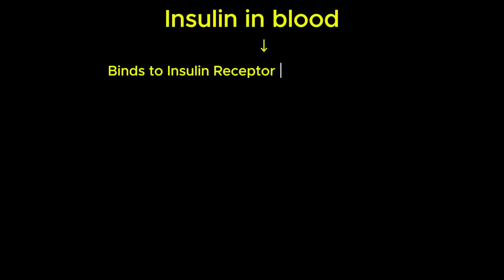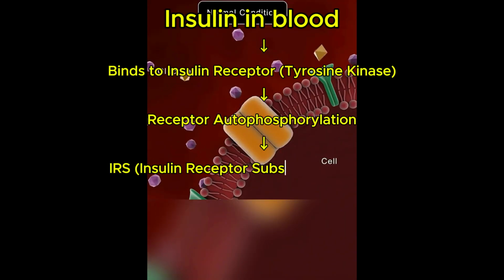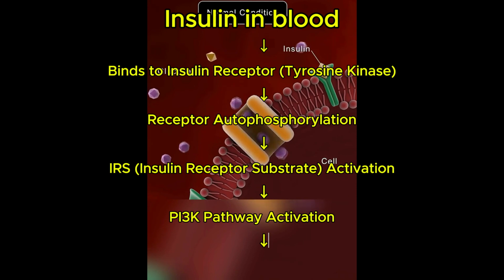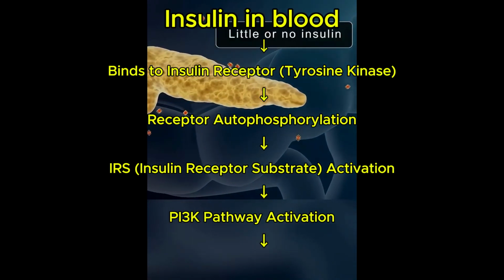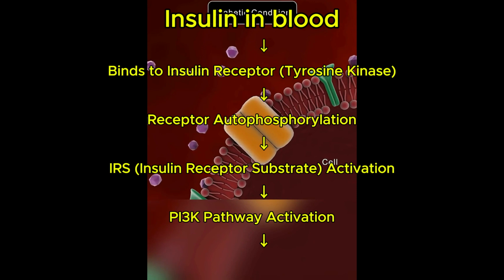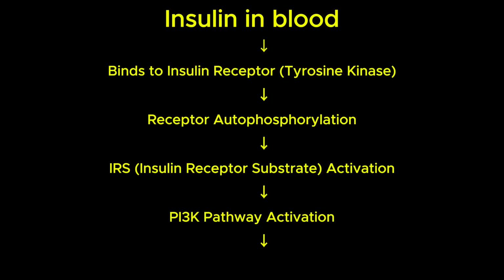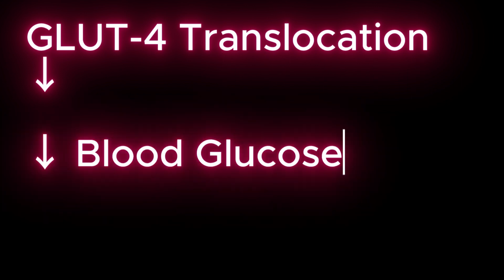First, after being released from the pancreas cells, insulin binds with the receptors known as tyrosine kinase receptors, which are present on the surface of muscles and the adipose tissues. When insulin binds, the receptor undergoes autophosphorylation and activates an intracellular signaling pathway. Insulin receptor substrates are activated, leading to stimulation of the PI3 kinase pathway. This results in the movement of the GLUT4 transporter to the cell membrane, which allows the glucose to move into the cell and decreases the blood glucose level.